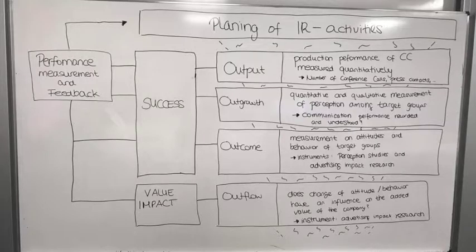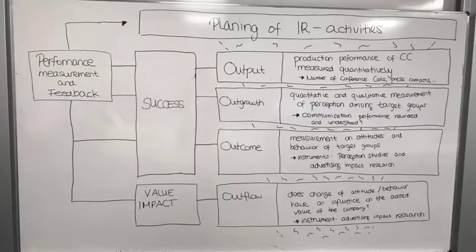Output. Pure production performance of corporate communication is measured quantitatively. Number of performed conference calls, number of press contacts, etc. Outgrowth. Quantitative and qualitative measurement of perceptions among target groups. Was the communication performance recorded and understood?